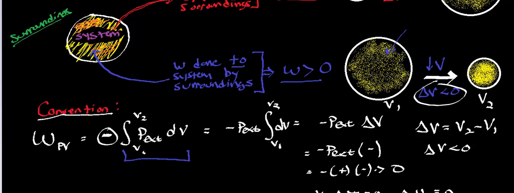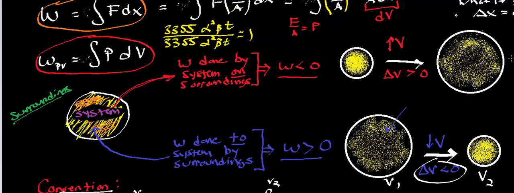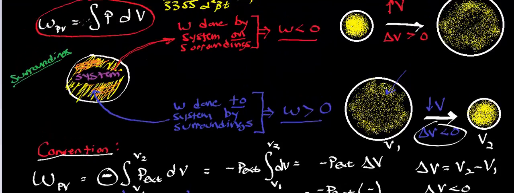You can actually show that if you were doing an expansion of the gas, meaning delta V is greater than 0, hopefully you can see that dV, or delta V, would be positive, and the work would be negative, because the system would be losing energy as the gas expands. Hopefully that makes a little bit of sense.